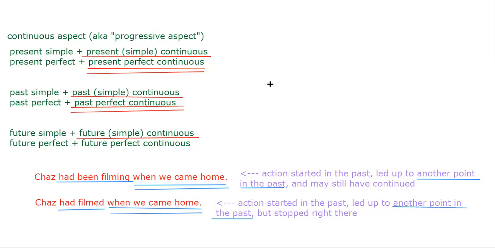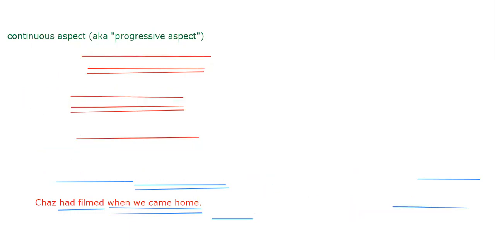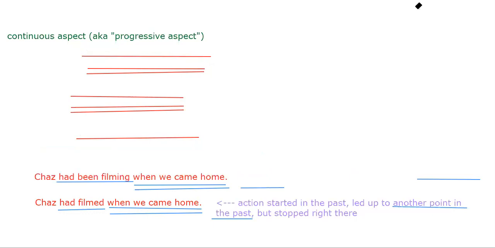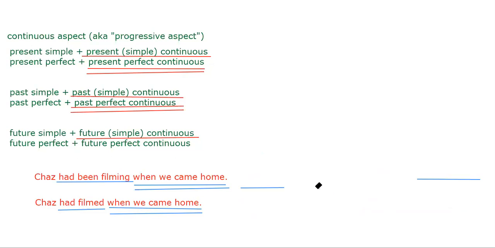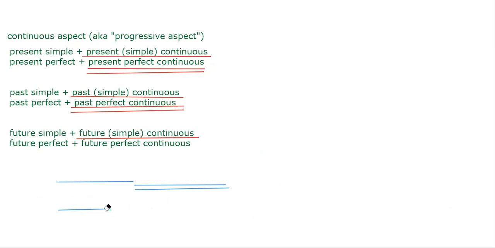So when I say "Chaz had filmed when we came home," it means that he started filming in the past, and it led up to when we came home, and then he stopped right there. Actually, why don't I provide another example, and I don't want to erase that. Let me use another example.